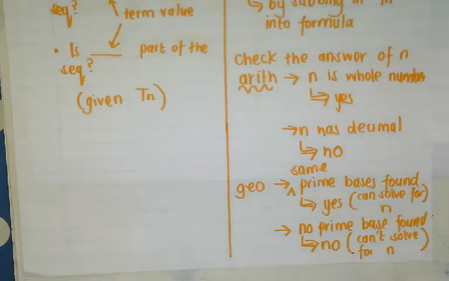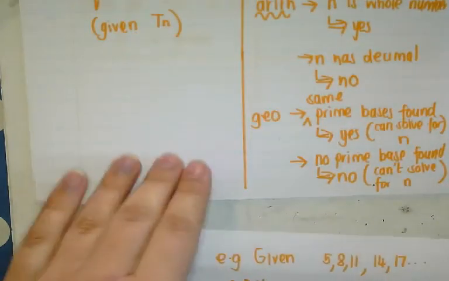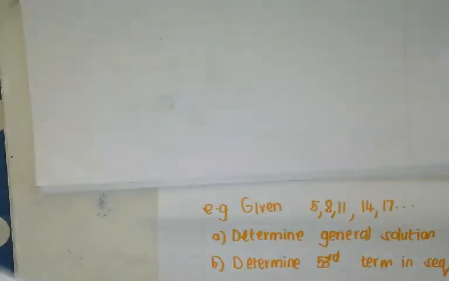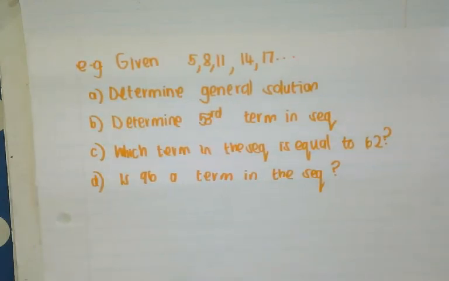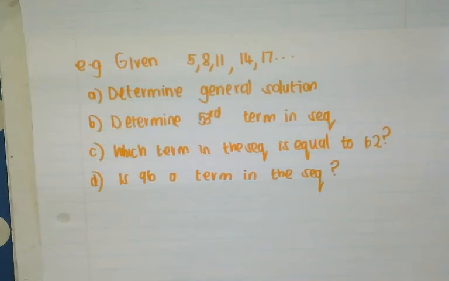Okay, so our first example. I'm not saying what it is, and I have 4 questions based on the sequence. I'm giving you 5, 8, 11, 14, 17, dot, dot, dot, which means it continues. The 4 questions are: determine the general solution, determine the 53rd term in the sequence, which term in the sequence is equal to 62, and is 96 a term in the sequence. So we're going to work through all 4 of those questions together, and every single question you're going to receive is going to be very similar.